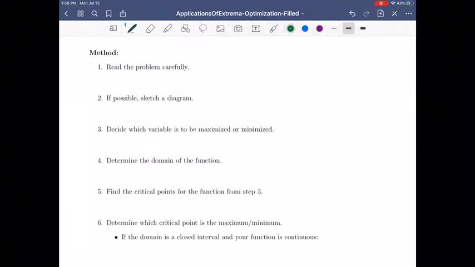Read the problem carefully. I always put that for every word problem. Take the time to actually read it. What you need to be aware of is you want to know what is given and what is unknown.